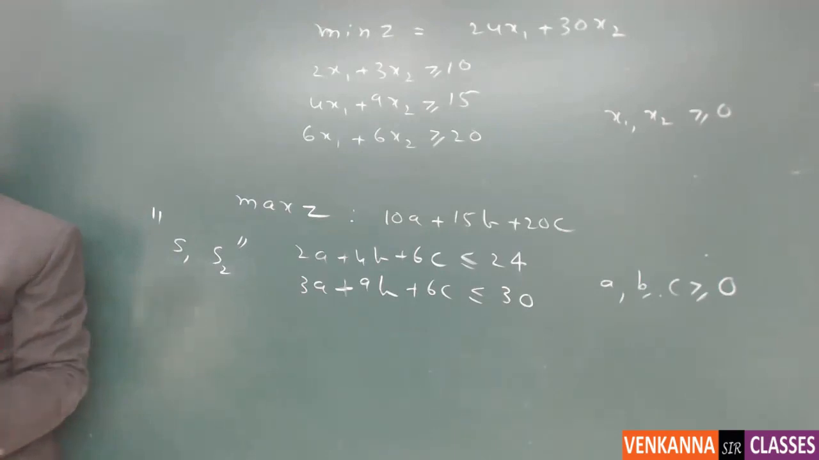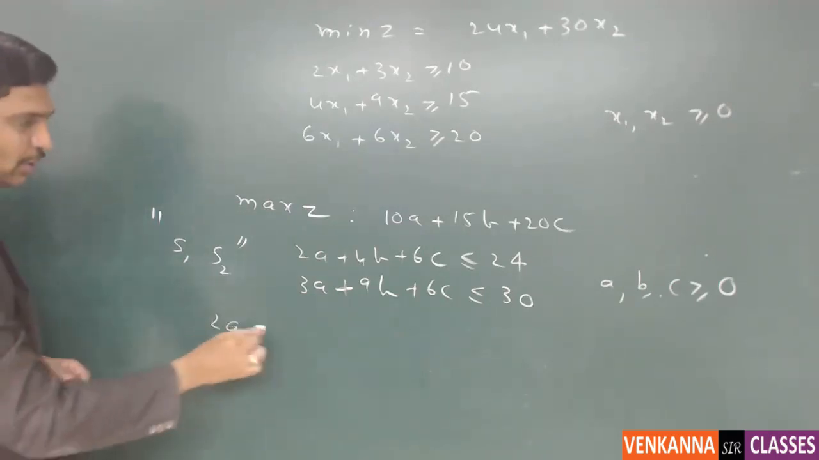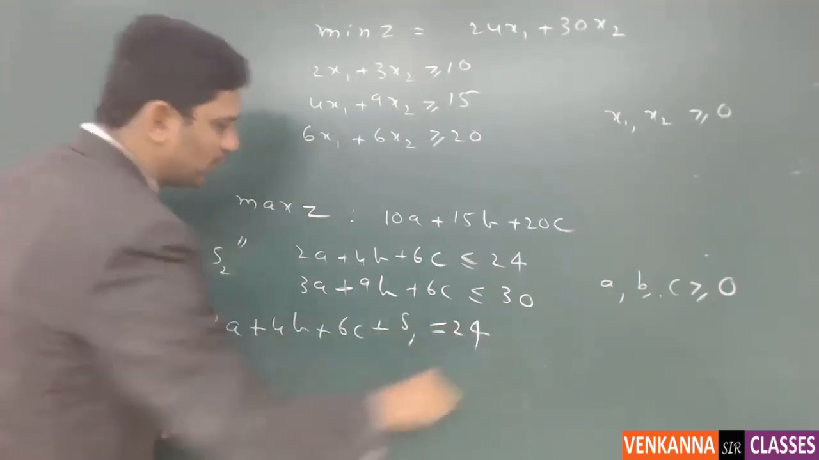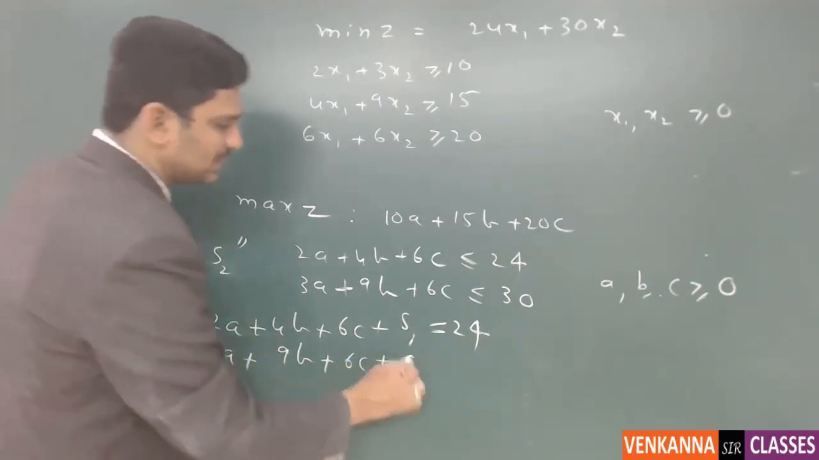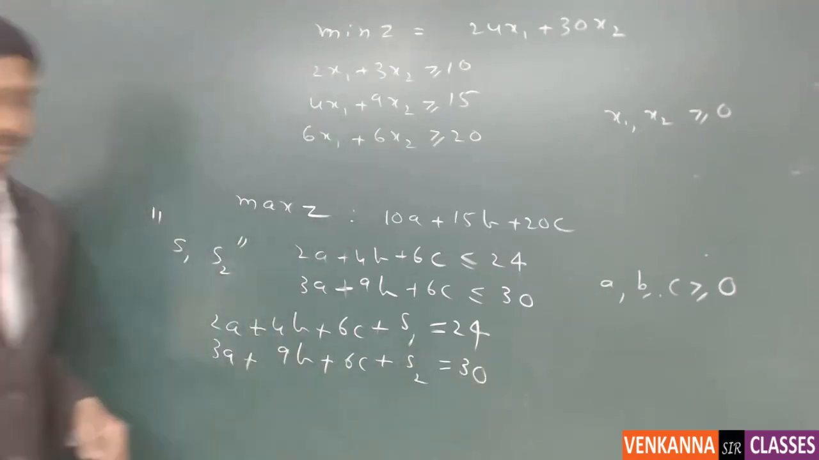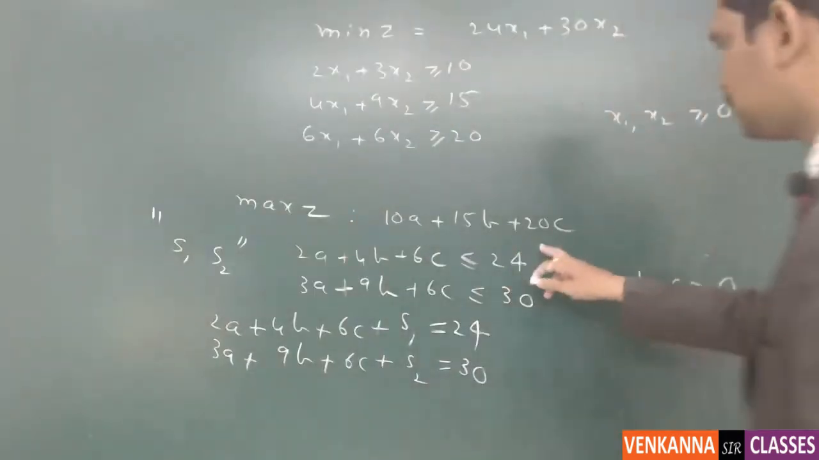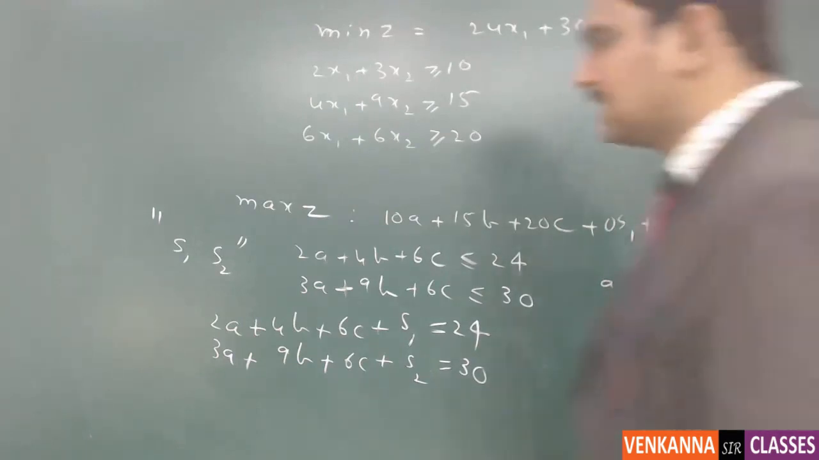Right. Now I am going to go for this simplex table. Shall I? Fine. So let me write the canonical form for it. 2a plus 4b plus 6c plus S1 equal to 24. 3a plus 9b plus 6c plus S2 equal to 30. And the objective function will come as maximum z equals 10a plus 15b plus 20c plus 0 S1 plus 0 S2. I am using the simplex method.